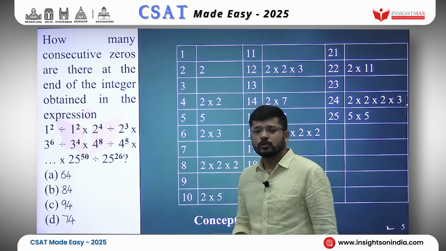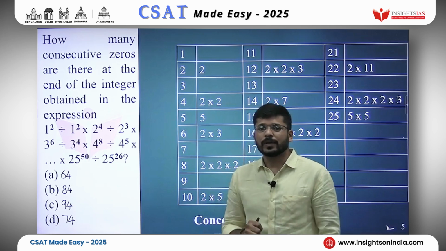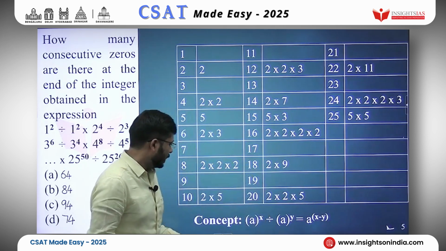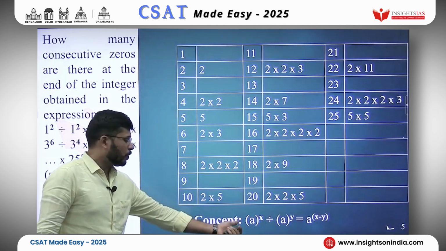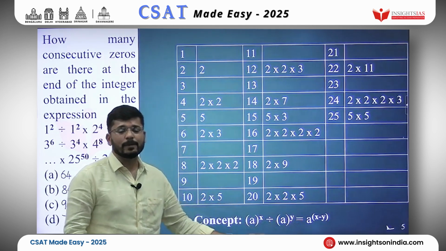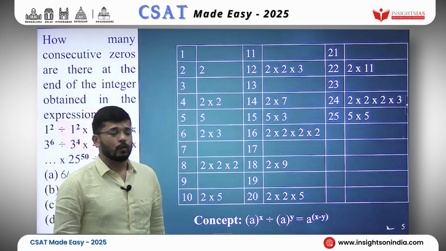How do we solve this one? This looks slightly tricky, however it is not. I will tell you why. This question is based on this concept. A to the power of x divided by a to the power of y can be expressed in the form of a to the power of x minus y.